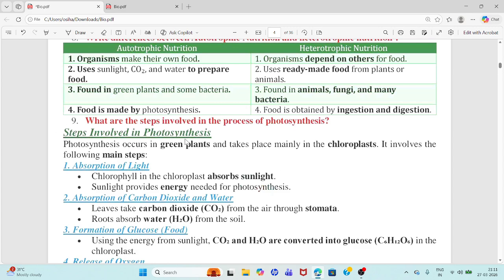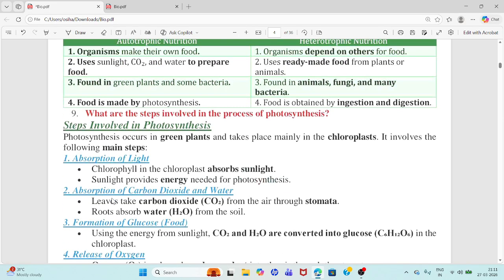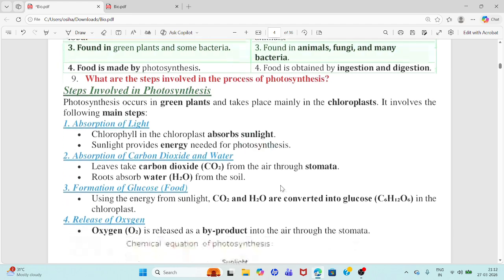Steps involved in photosynthesis. Photosynthesis occurs in green plants and takes place mainly in the chloroplast. It involves the following main steps. You have seen these side headings, right? First step, absorption of light. Chlorophyll in the chloroplast absorbs sunlight. Here, absorption of sunlight happens, and then sunlight provides the energy needed for photosynthesis.